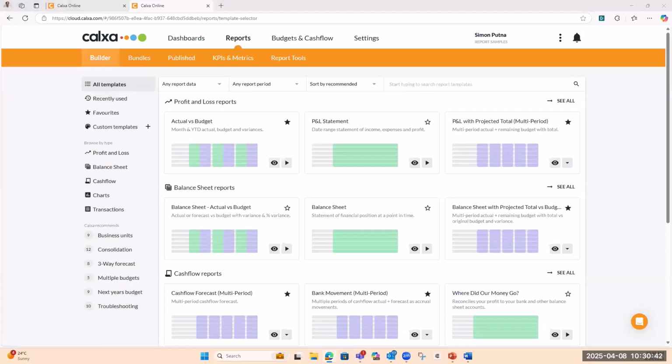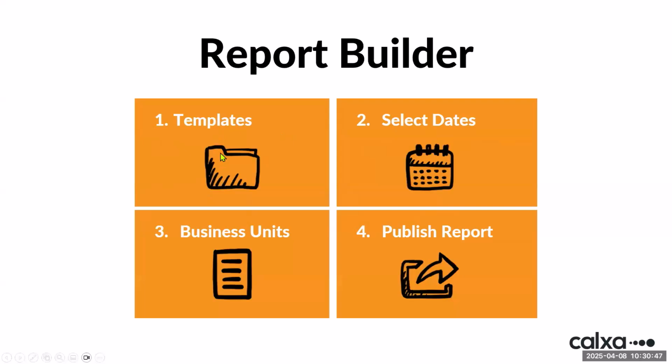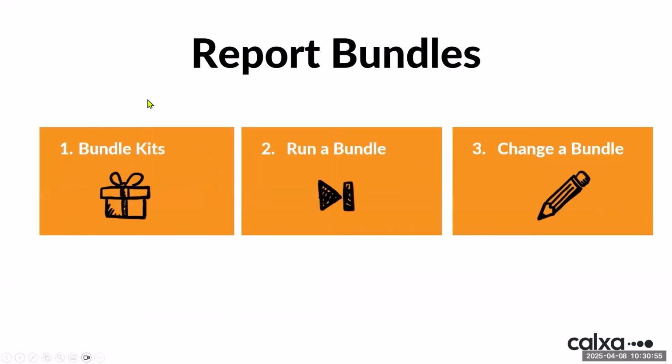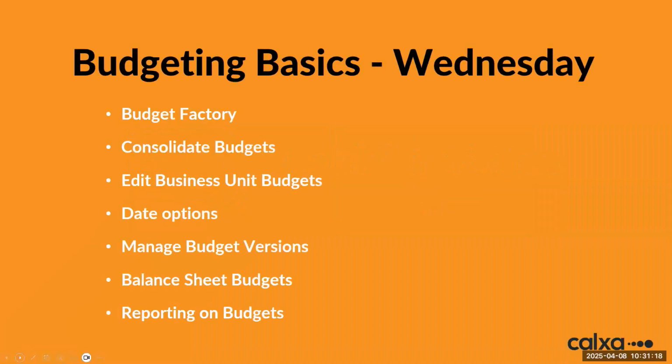Let me just jump back into here and we'll just check that we have covered everything for you. We had a look at the builder, we had a look at 180 plus templates, the selection of dates, how we can select our business units and publish our reports, how we can build our own kits of reports that are pre-configured, and how we can easily run the bundle and do whatever we like with it. And we also had a look at how you could bulk change a bundle as well. How, in fact, we can then automate those reports to either run at a very specific time or just click on the button and send those reports to the people we wanted.